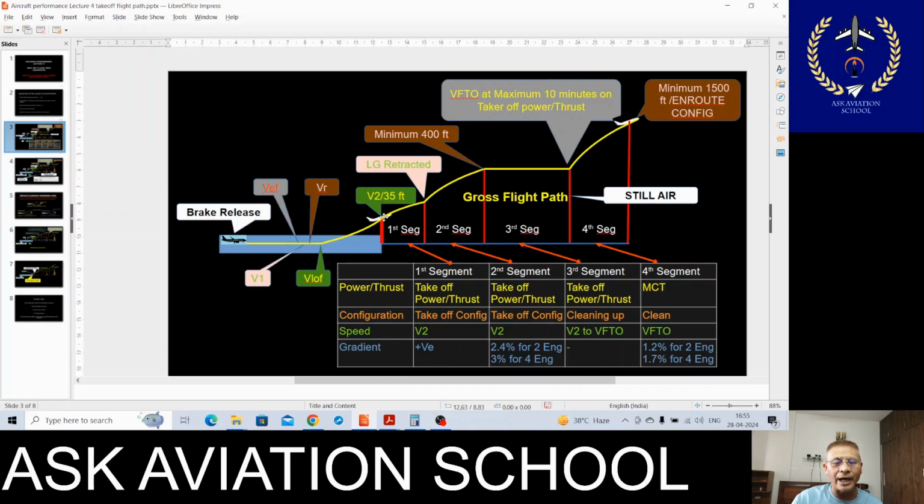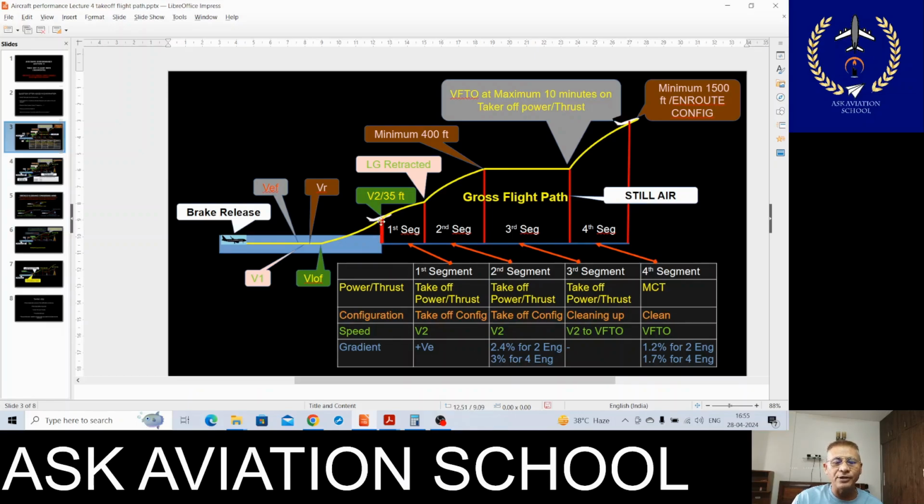The portion of the flight starting from V2 at 35 feet, that is at screen height, till the time you reach a minimum altitude of 1,500 feet or en route configuration, whichever is higher, is known as the takeoff flight path. This takeoff flight path can be divided into 4 segments.